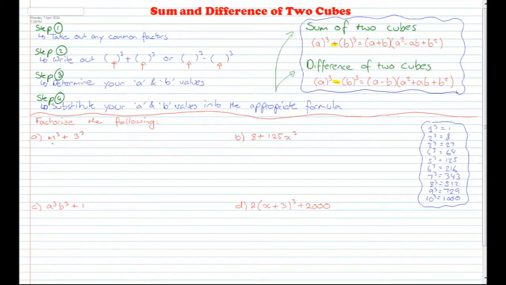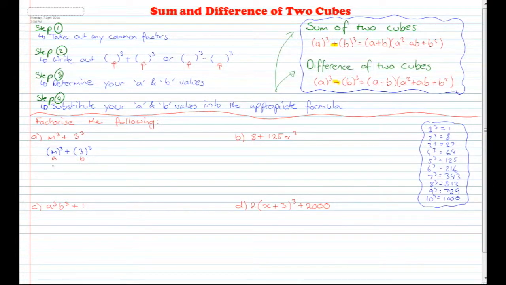So what we can do now is go ahead and just write the brackets cubed plus brackets cubed, because it's a plus one. So it's going to be the sum of two cubes. Now what's going to go in our brackets? Well, this one's pretty straightforward, because m cubed will get us m cubed and 3 cubed will get us 3 cubed. Pretty easy for this one. Therefore this one here is our a value and this is our b value.